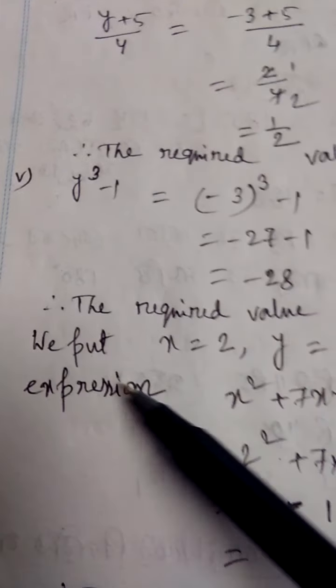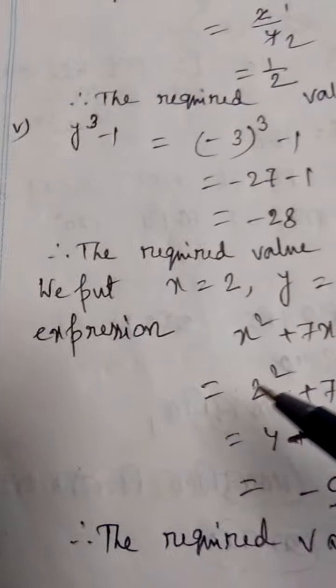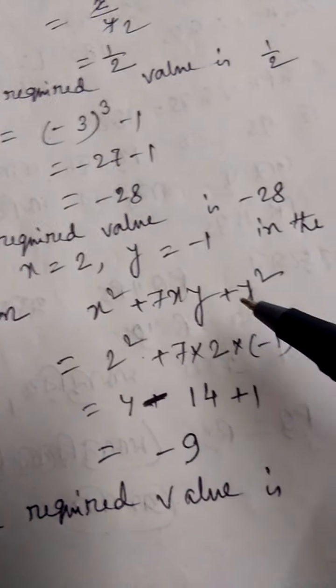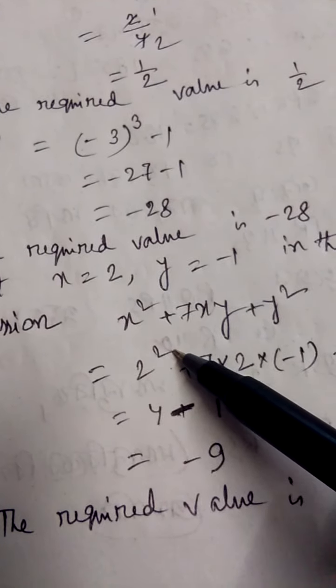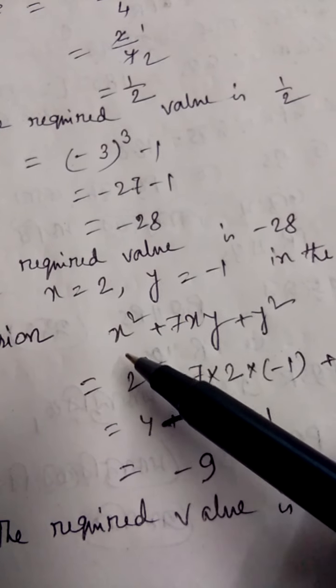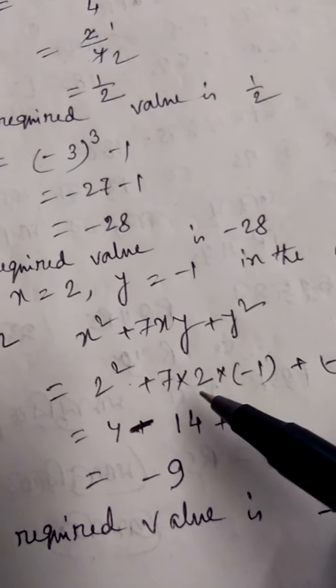In problem number 3, we put x equal to 2, y equal to minus 1 in the algebraic expression x square plus 7xy plus y square. Then we will get 2 square. We put 2 for x and minus 1 for y.